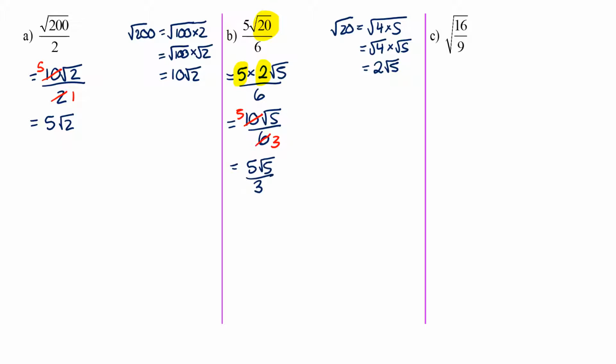With the last one, square root of 16 over 9, I can't divide because there's nothing that goes into both 16 and 9. But I could split it and go square root of 16 divided by square root of 9. Square root of 16 is 4, square root of 9 is 3. Okay, so your approach really depends on what you've been given.